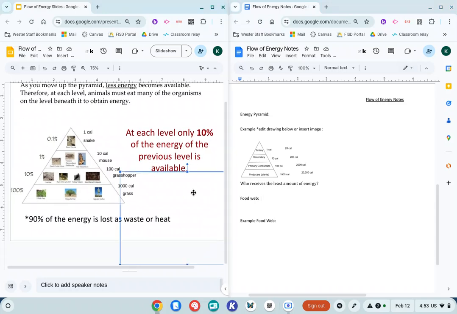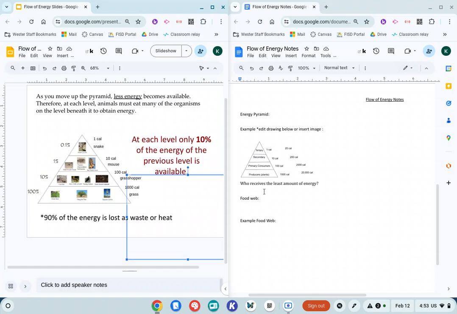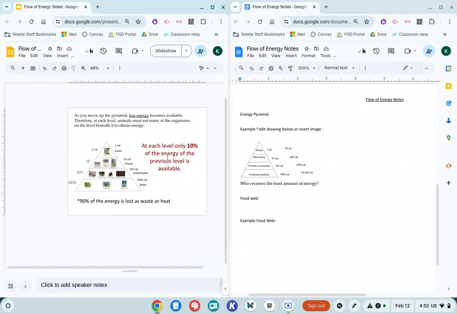What is a food web? First, let's answer this question real quick. It says, who receives the least amount of energy? Hopefully, you can say that the tertiary consumers would receive the least amount as it decreases when they go up.